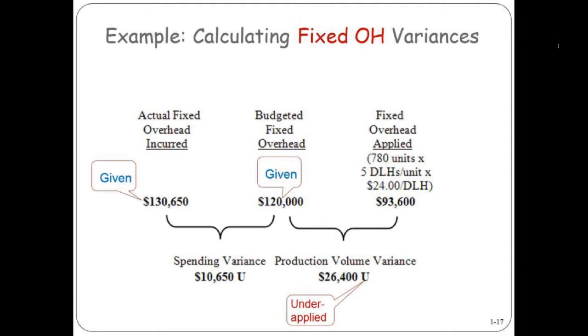$93,600, excuse me. Remember, we were expecting to sell 1,000 units, and we would have applied $120 per unit, and that would have given us this $120,000. But we only produced 780 units, so we only applied 78% essentially of 120,000. And that's what's our applied, so we are under applied. This doesn't mean it's favorable or unfavorable. This U is under applied by 26,400. And we talked about how you have to figure out how to apply this for product costing purposes.